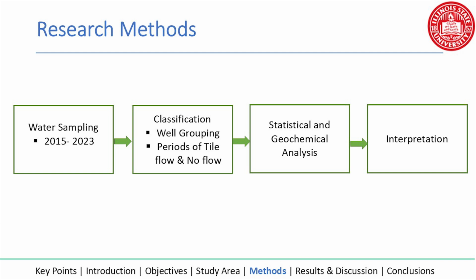We've at times classified and grouped the wells as either wells being up gradient from the tile drain, wells being down gradient from the tile drain, wells that are closer to the surface, wells that are a little deeper that are more in the till. There's periods where the tile runs, there's periods where the tile does not run. So we've got a few different classifications that we've looked at in order to better understand what's going on. We've done the geochemical analysis and run statistics on it, and then we've done some interpretation.